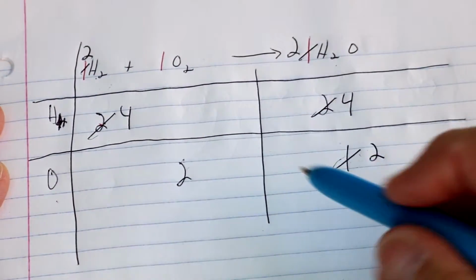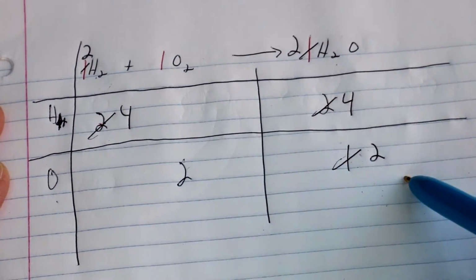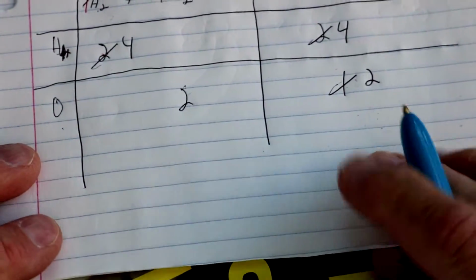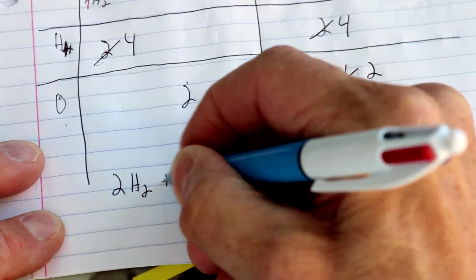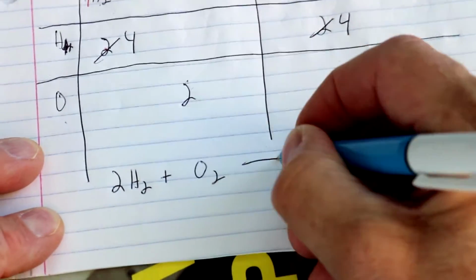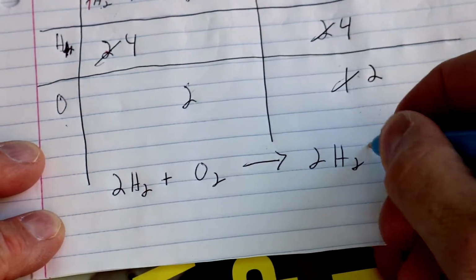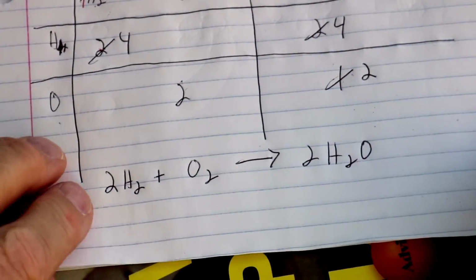Then you should always double check. You have 4 hydrogens here and 4 here, 2 oxygens here and 2 oxygens here. So let's rewrite this equation just so it's neat. So the balanced equation is 2H2 plus O2 yields 2H2O. There you go. That's the balanced chemical equation. Now let's practice this.